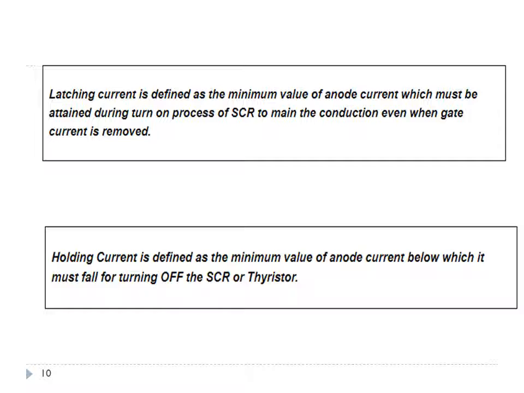Holding current is defined as the minimum value of anode current below which it must fall for turn off of the SCR or thyristor. That is, below this holding current, the SCR will be in the turn off condition.